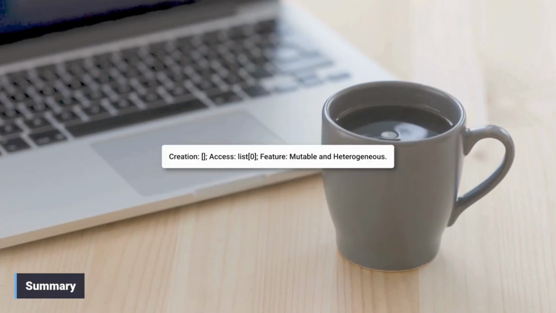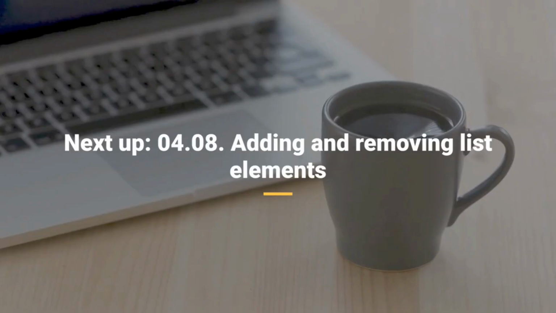To summarize, the list is the flexible container in Python created using square brackets. It is both ordered, accessible by index, and fully changeable. Knowing how to create a list is step 1. Next, we will cover the list's most powerful feature, its mutability, by learning how to add and remove elements in Lecture 4.8. See you there.